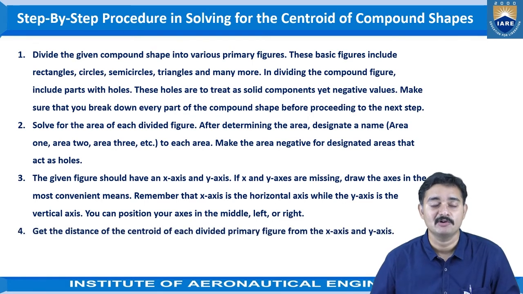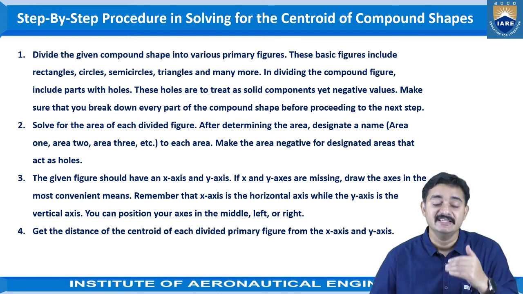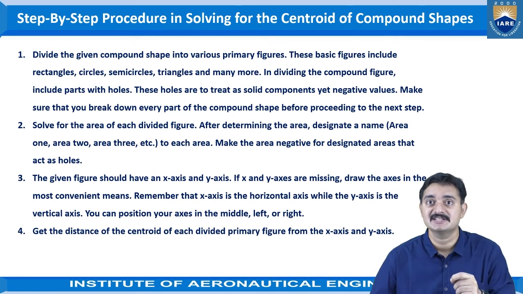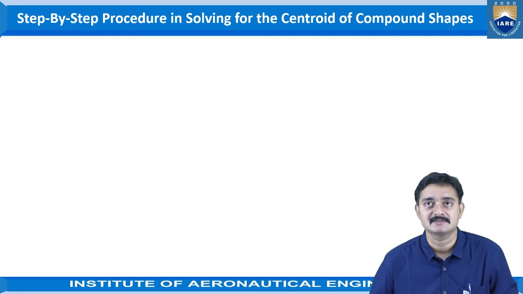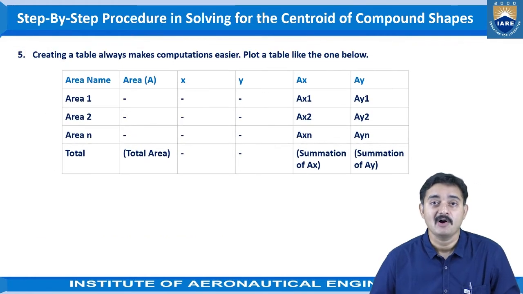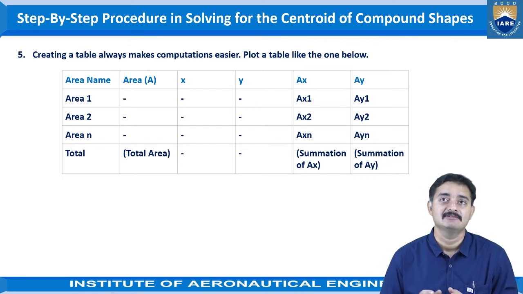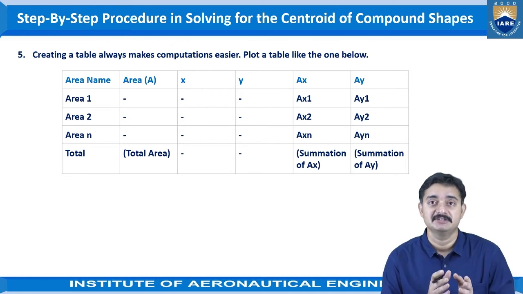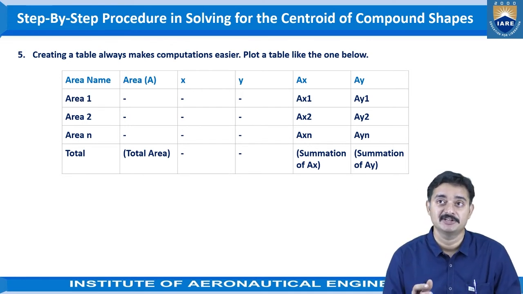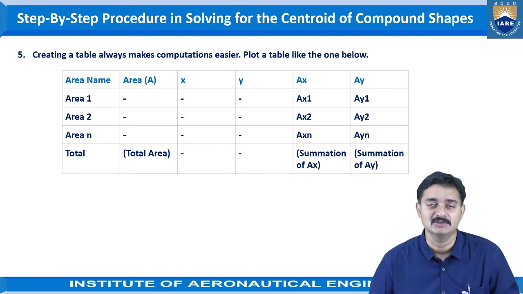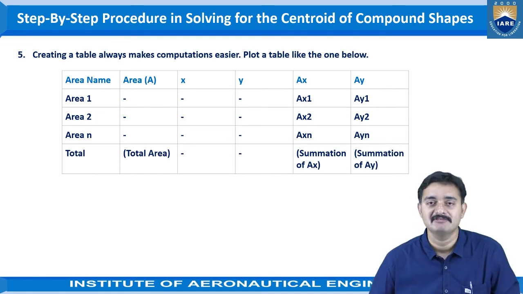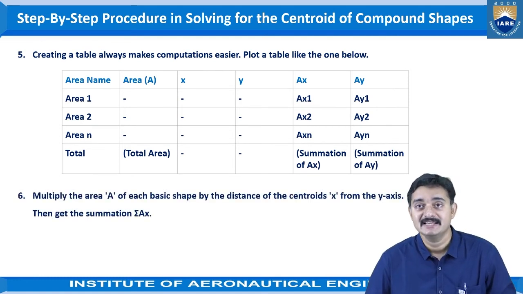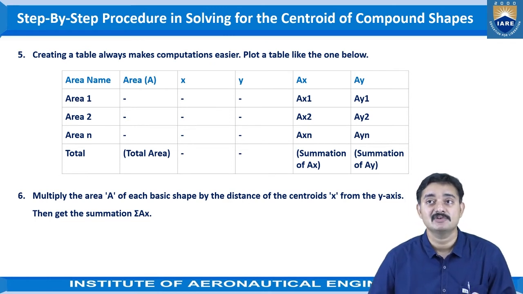Get the distance of the centroid of each divided primary figure from the x-axis and y-axis. You need to identify each divided figure's centroid distance from your selected reference axis. Then, creating a table always makes computations easier. Plot a table with the area of each individual figure and the total area, along with the x and y distances for the first divided regular section, the second divided regular section, and so on. Maintain a table so that it is easy to substitute all the values in the given formula.